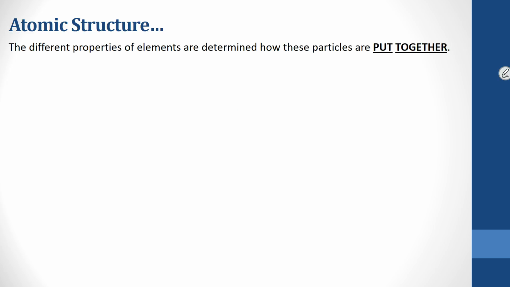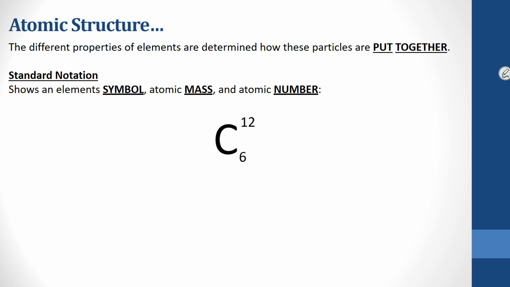So, depending on how the atom is put together, we're going to get a different property, I guess, is what I'm trying to say. Now, before we get any further, we should talk about standard notation really quickly. It's just the way that chemists will often write their elements. It's actually the opposite of your periodic table. Don't ask me why, but it is.